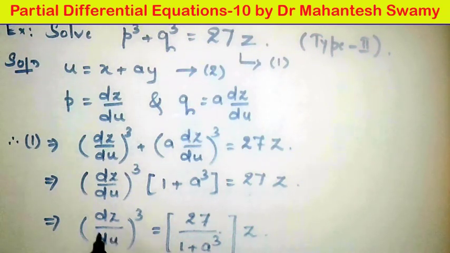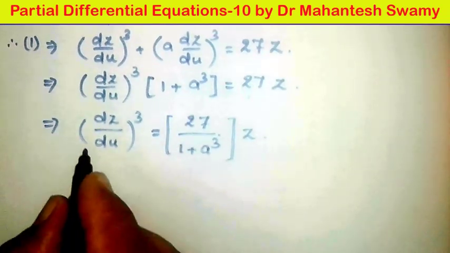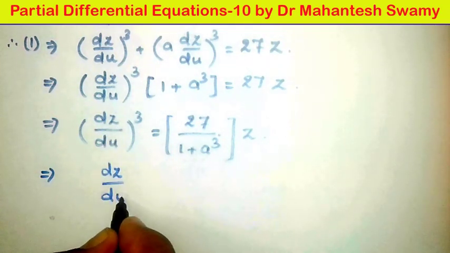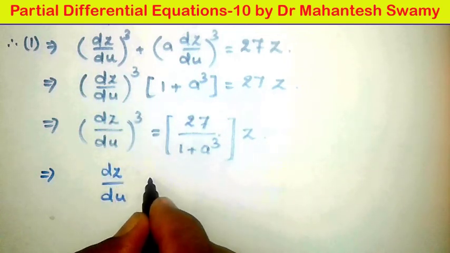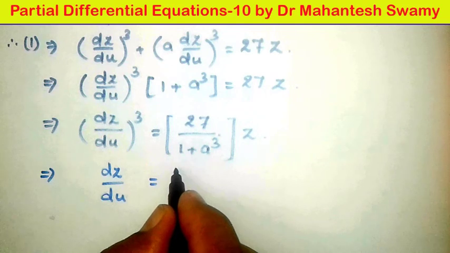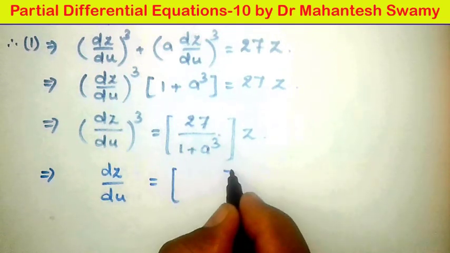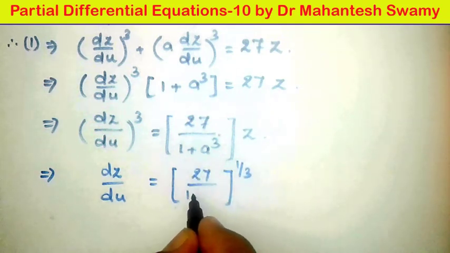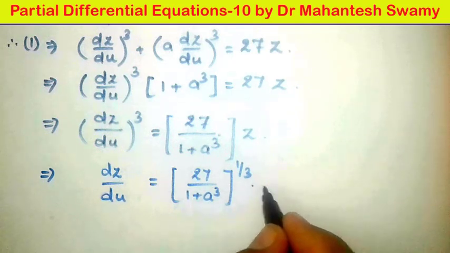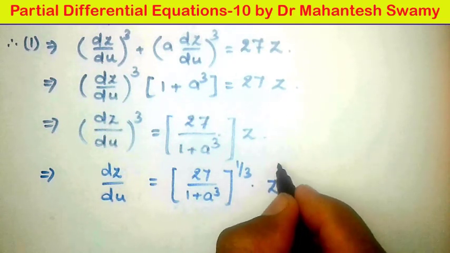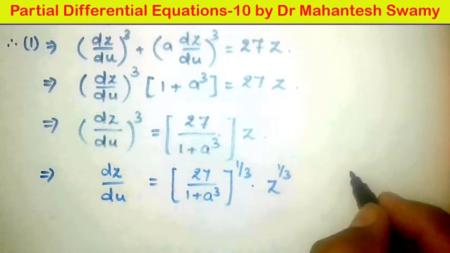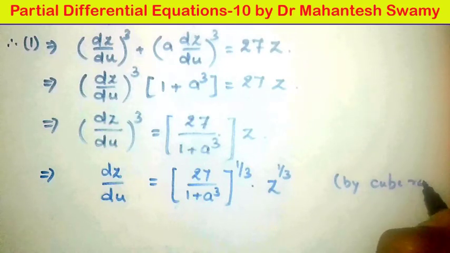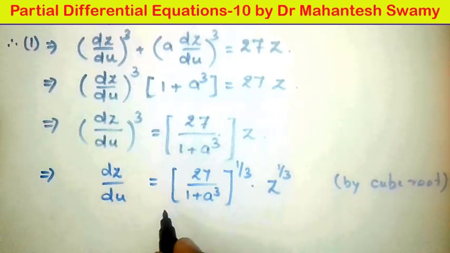Now let us take the cube root on this. If we take the cube root, it becomes dz by du. Cube root and cube cancel, only dz by du remains on the left hand side, whereas on the RHS it is this bracket whole to the power 1 by 3. The cube root stands for this, that is 27 by 1 plus a cube as it is, and here this z should be written as z to the power 1 by 3. So how did we get this? By taking the cube root on both sides. So we got this particular thing.